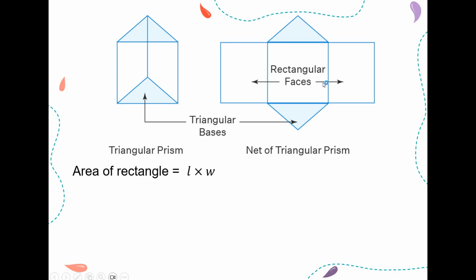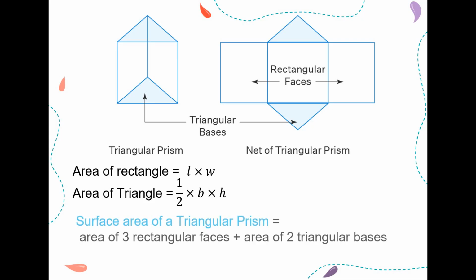So we remember the area of a rectangle is what? Yes, length times width. How many rectangles do I have here? 3 rectangles. What about the area of a triangle? Who can remember? Yes, half times base times height. So if I want to calculate the surface area of a triangular prism, I have to find the area of 3 rectangular faces plus the area of 2 triangular bases.